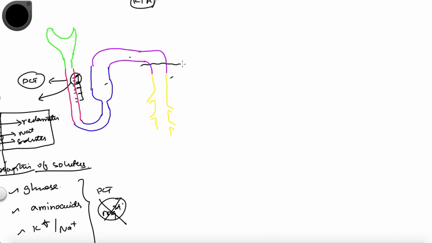And now moving on to the distal part of the nephron. The distal part of the nephron includes the distal convoluted tubule, or the DCT, and also the collecting ducts. These are collectively called the distal part of the nephron.